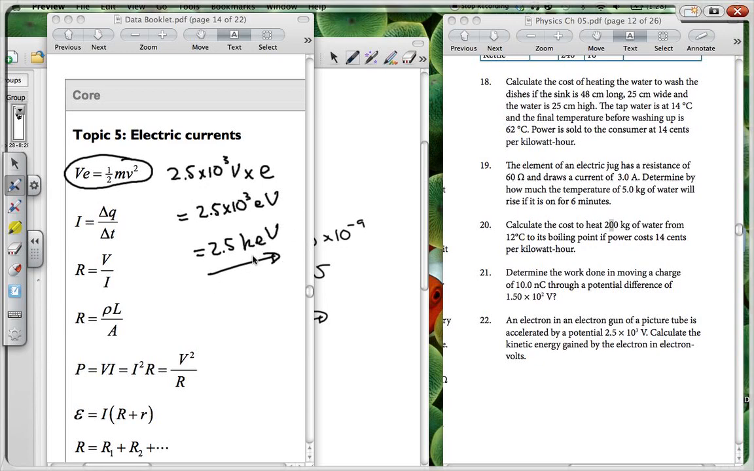You could, if you wanted to, work out the actual velocity from that by getting the mass of an electron, putting it equal to a half mv squared, and you could work out the velocity. But this is the kinetic energy that the electron will have.